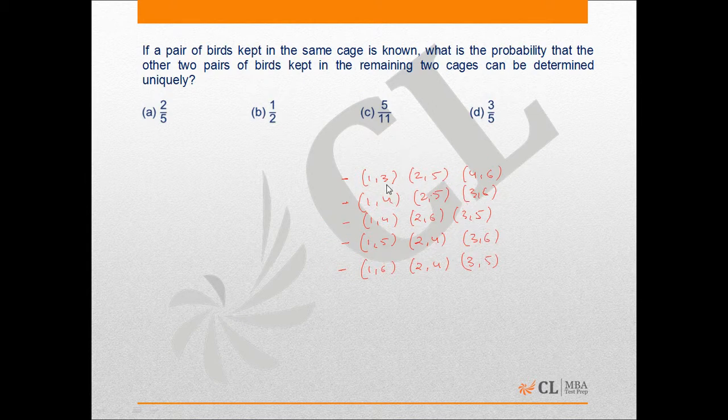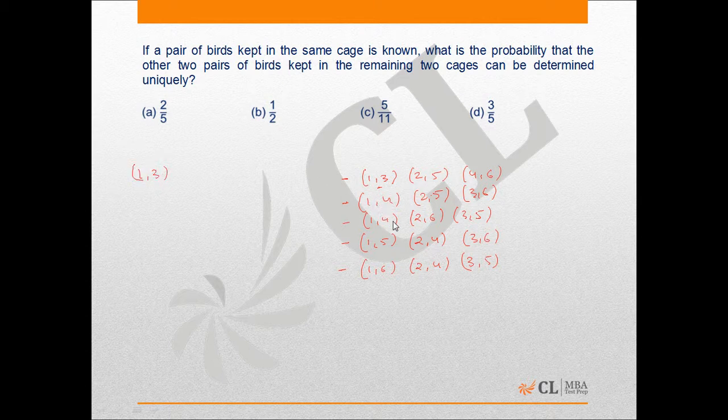Now next question. If a pair of birds kept in the same cage is known to us, then we have to find the probability that the other 2 pairs of birds kept in the remaining 2 cages can be determined uniquely. Now let us separate out those cases in which if one pair is known to us, we can determine the other 2 pairs uniquely. So these pairs are, like, if I take 1 and 3, if I put 1 and 3 together, then I can determine the other 2 pairs uniquely. So one of the pairs is 1, 3.